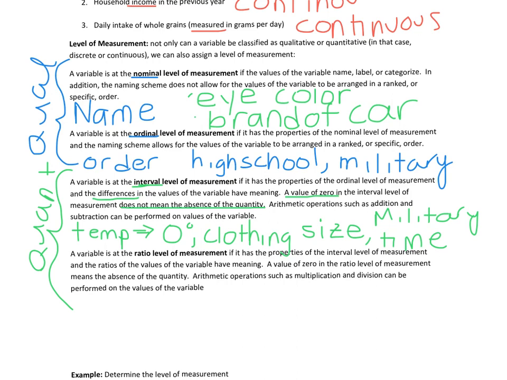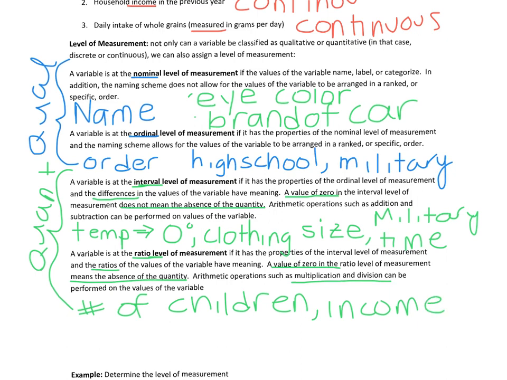Finally, we have a ratio level of measurement. It has all the properties of the interval level of measurement, and the ratios have meaning. So that means multiplication and division can be performed. In this case, this is how I like to remember it, a value of 0 means the absence of quantity. So for instance, number of children, 0 means no kids. If you had income, 0 means you don't have money. There is an absence of money.